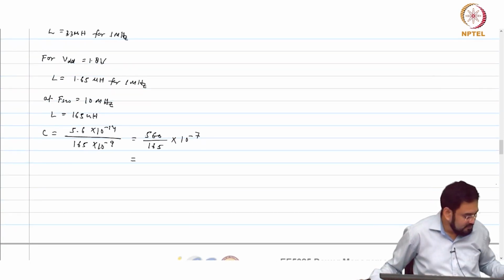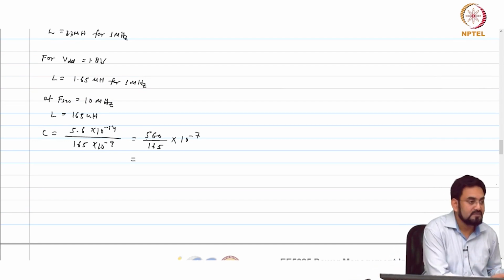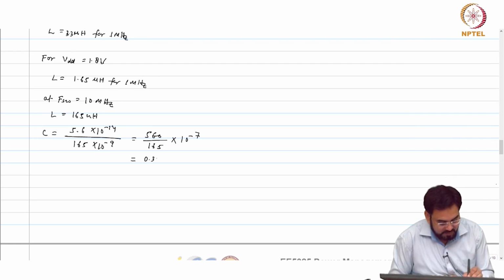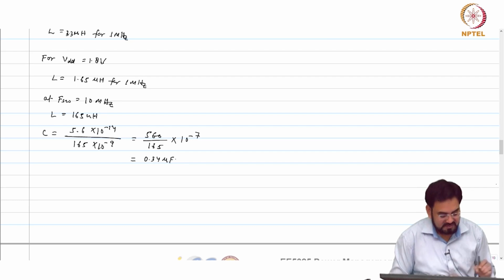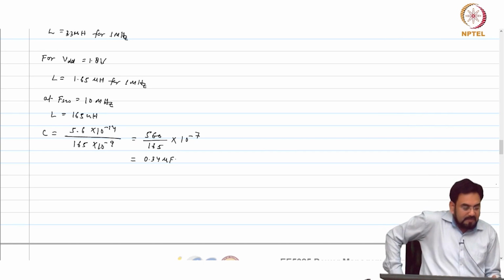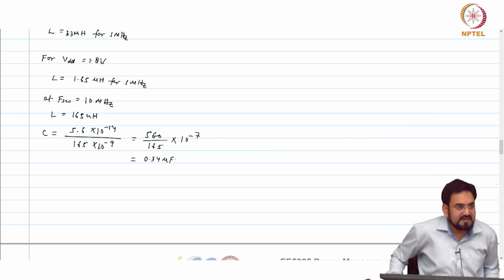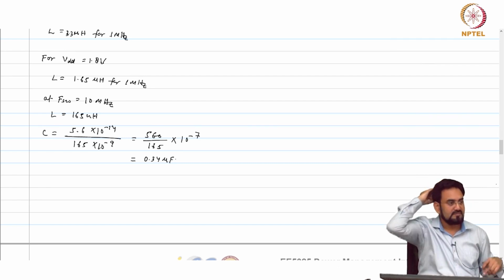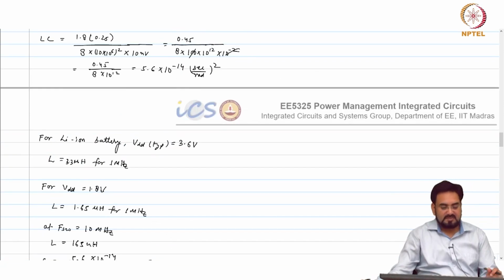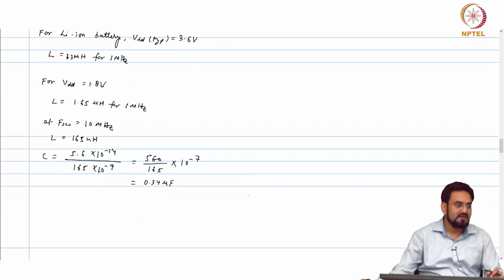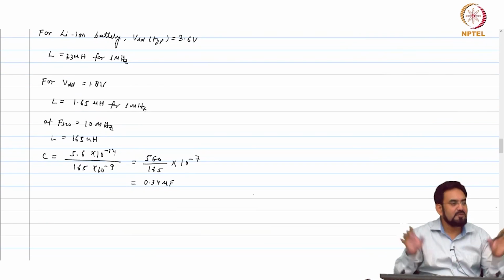So how much was the cap value? What is the cap value? 0.34, 340. So do you guys think this cap will be enough to meet the transient? Okay, so you can meet the ripple spec, but for the transient you have to calculate. And so one way to calculate is, let us say the worst case, what will be the worst case?